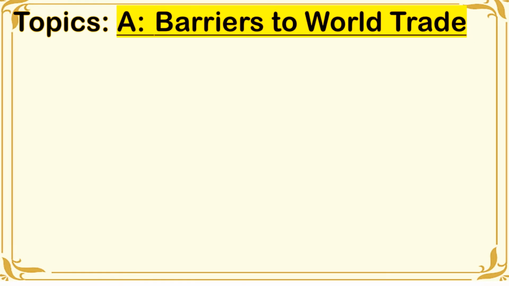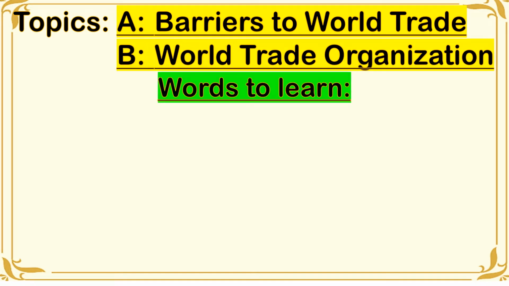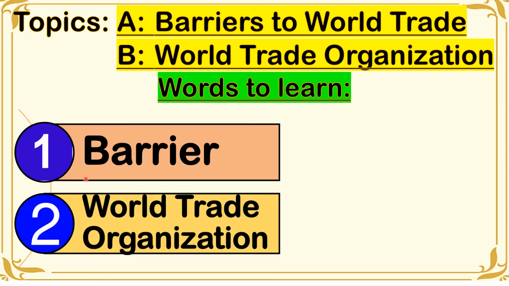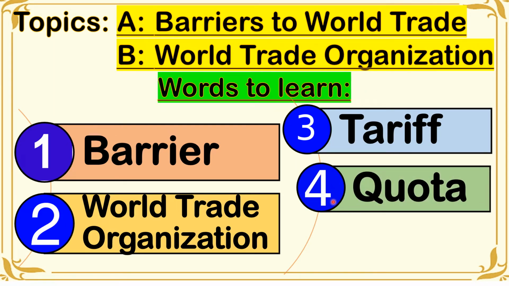Class, the topics for this week are the following. Letter A, barriers to world trade, and letter B, World Trade Organization. So these are the words to learn, or vocabulary words, that can help us better understand our topic for today. Please repeat after me so you can still practice your reading skills and speaking skills even if you're just at home. Are you ready now? Let's start reading. Number one, barrier. Number two, World Trade Organization. Number three, tariff. Number four, quota.